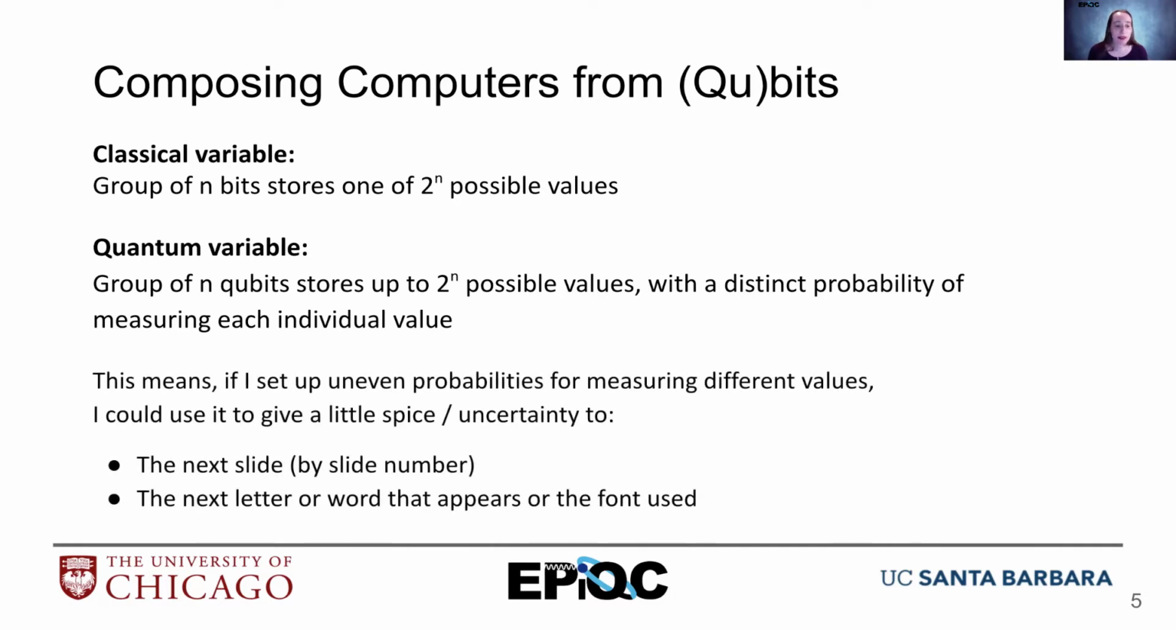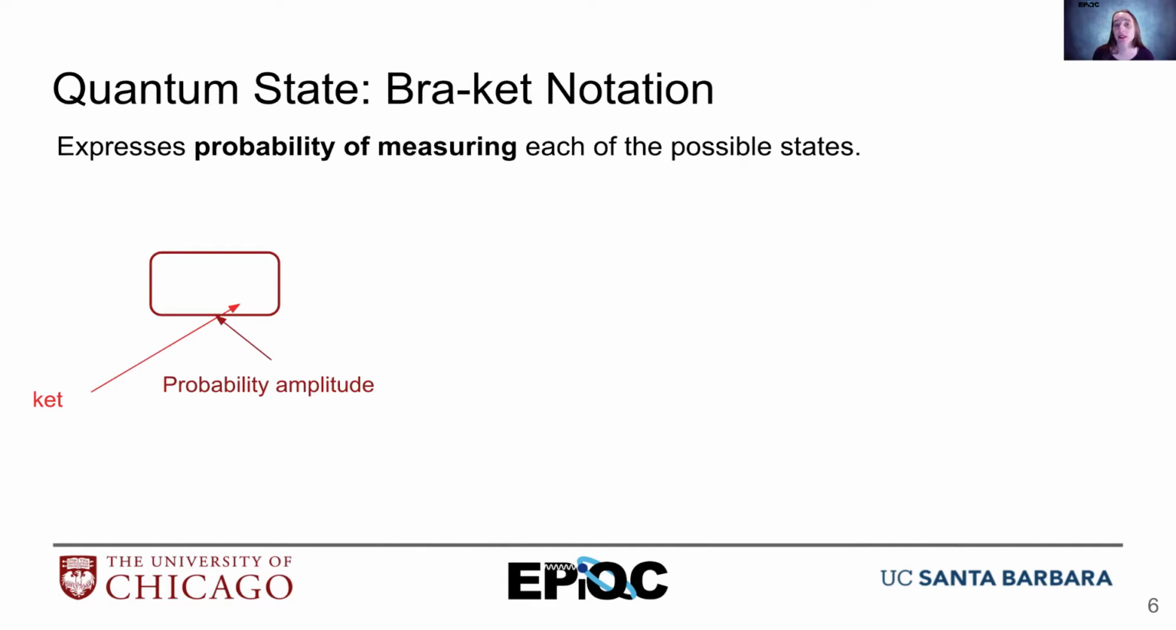So this means if I set up uneven probabilities for measuring different values, I can use it to make my videos a little less certain. Maybe I would choose the next slide based on a quantum measurement, and then I would press return, and I would have no idea what I'm supposed to say next because I don't know what slide is going to come up. All right, so let's look at how to show these in Bra-ket notation.